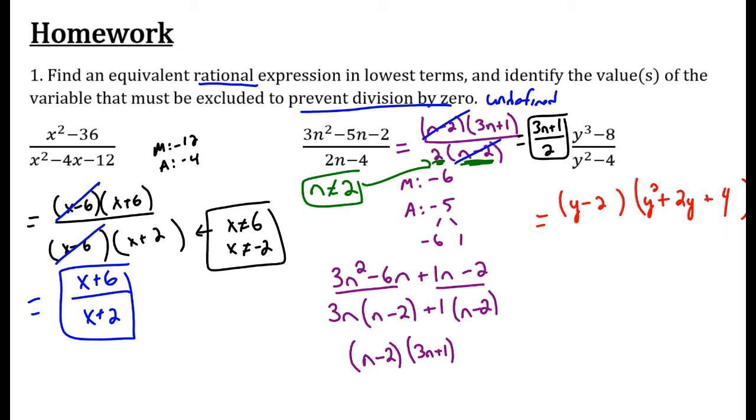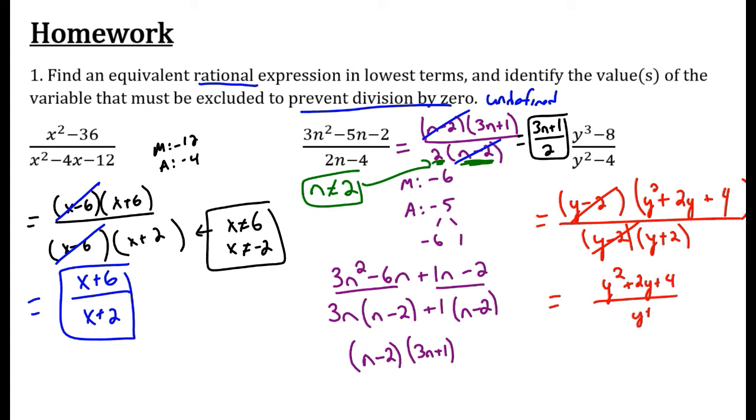That's how we factor the numerator, and the denominator is the difference of perfect squares. So we get (y - 2)(y + 2). The y - 2's divide to 1, so we're left with (y^2 + 2y + 4)/(y + 2). That's my equivalent expression.